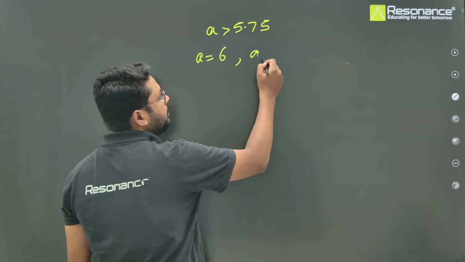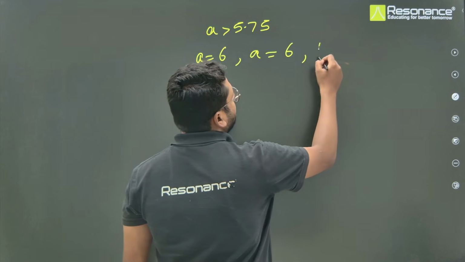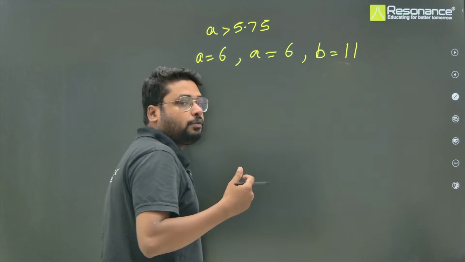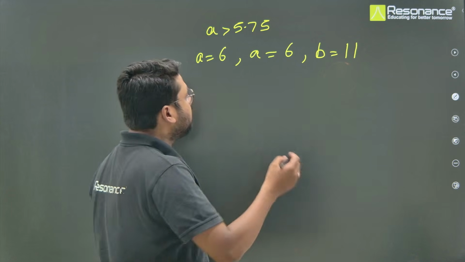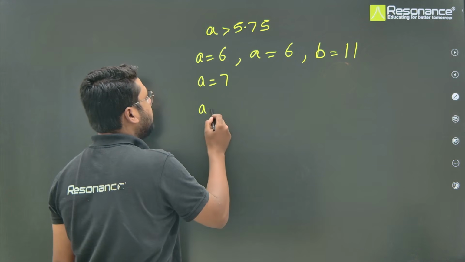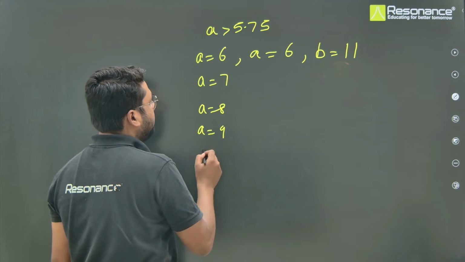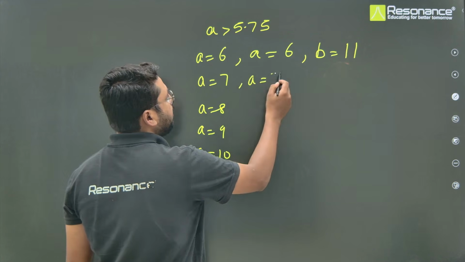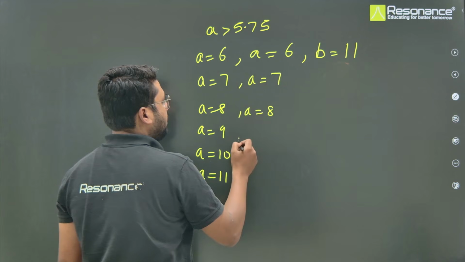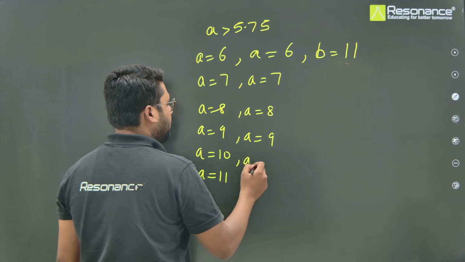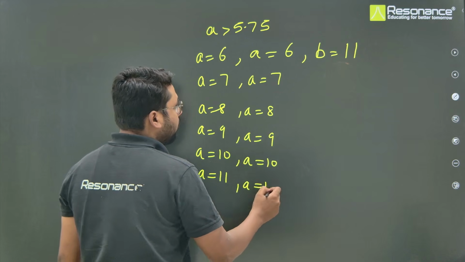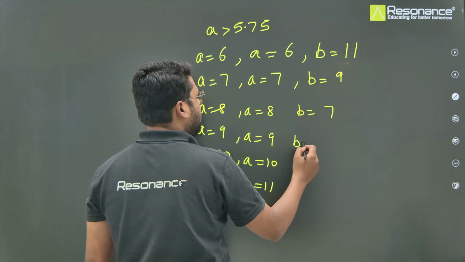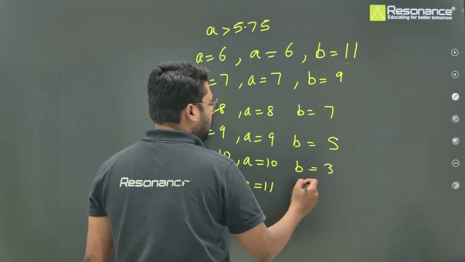Second side, because two sides are equal, again a will be 6, so our b will be 11, because we have to form the pair. 23 is the perimeter: 6 plus 6 plus 11. Now we can take a as 7, a as 8, a as 9, a as 10, and a as 11. From this we can find b as 9, b as 7, b as 5, b as 3, and b as 1.